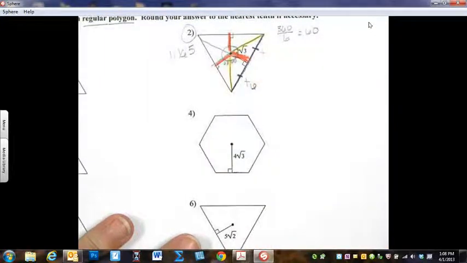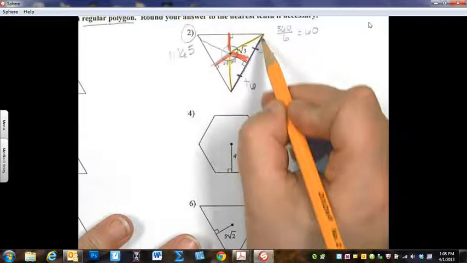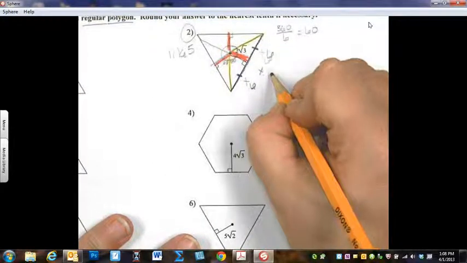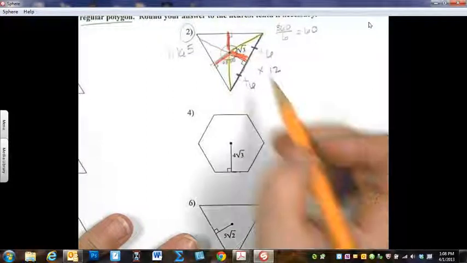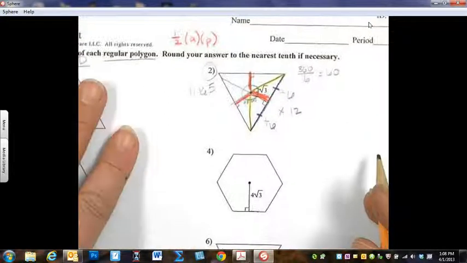So let's go back to our original picture now. I know this x is 6. That means this x is 6. What's the length of this whole side now? 6 plus 6, or 12. How many sides do I have that are 12? Well, 3. That's going to give me my perimeter.